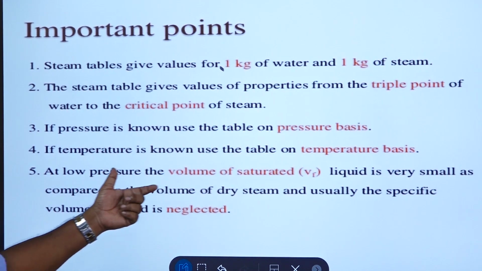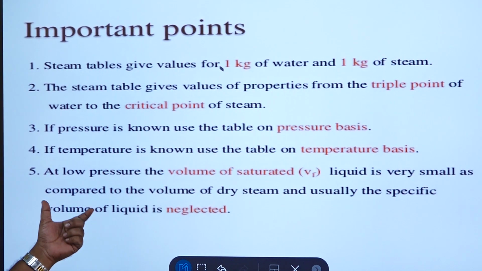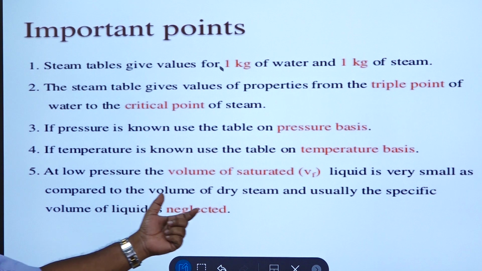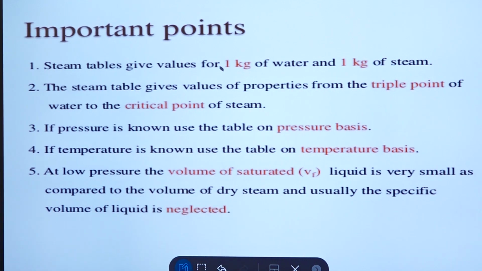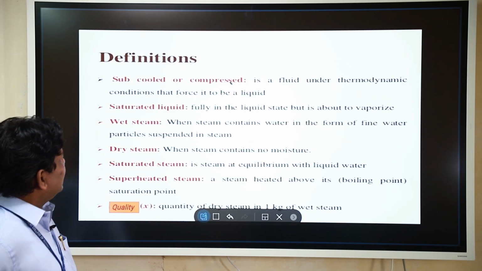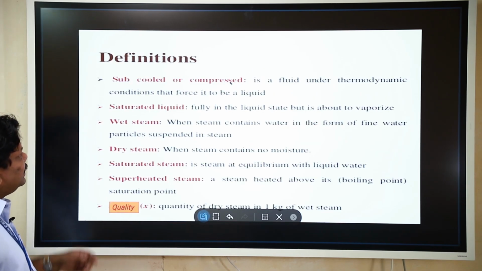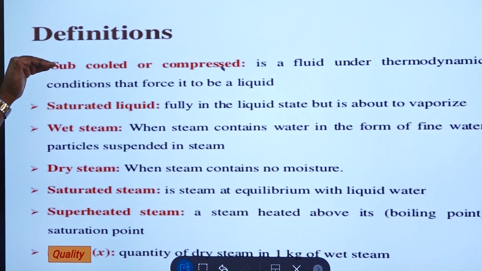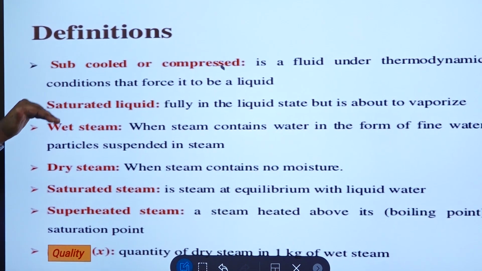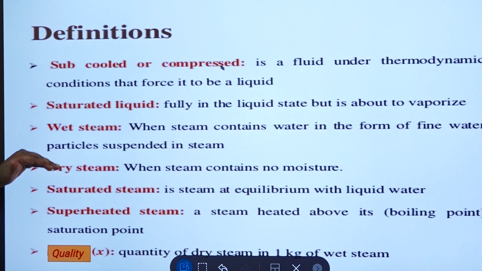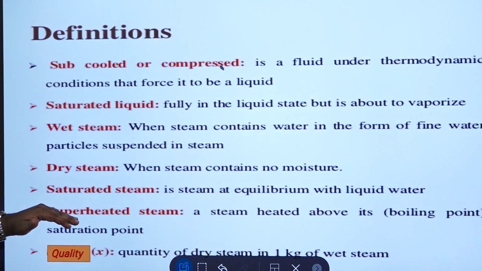At low pressure the volume of saturated liquid is very small as compared to the volume of dry steam, and usually the specific volume of the liquid is neglected. So this is the condition why the specific volume is neglected. And some definitions are there about subcooled or compressed liquid, then saturated liquid, wet steam, dry steam, then saturated steam and superheated steam. Then about the quality.